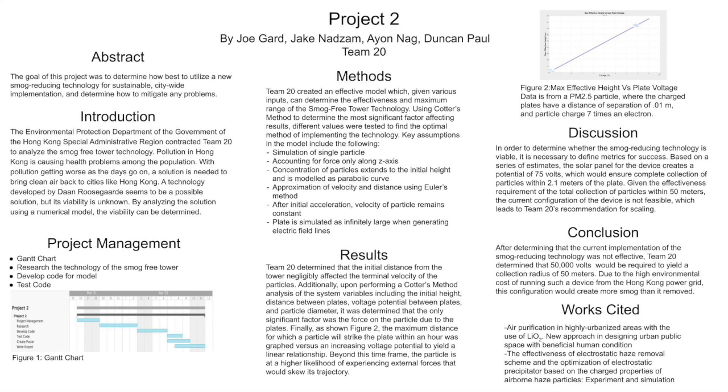In terms of our methods, we created a model that accepts as input the diameter of the particle, the voltage across the plates used for collection, the distance between these plates, and the initial distance the particle starts at. Our model yields the terminal velocity of a particular particle and whether it will be collected by the smog-reducing device within an hour, thus indirectly indicating the maximum range of the device.